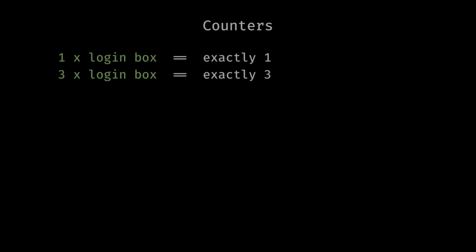Explicit counters come before the props list and are separated by an X character. When the counter is a single number, you have to match that many elements. If more matching elements exist, that's okay. Only the first N are chosen. If fewer elements exist, an error will be thrown.